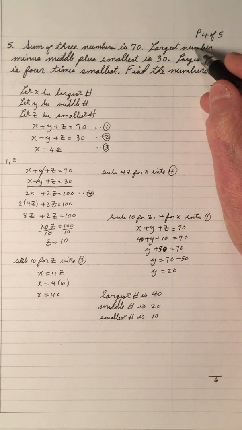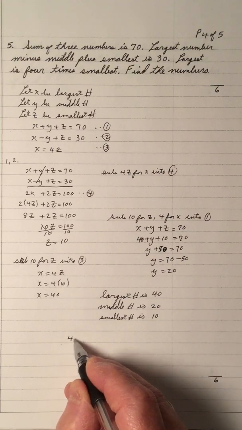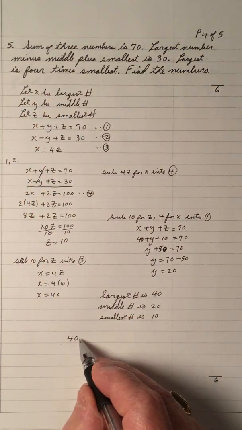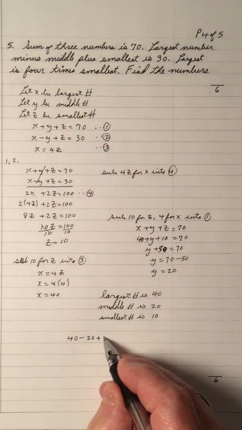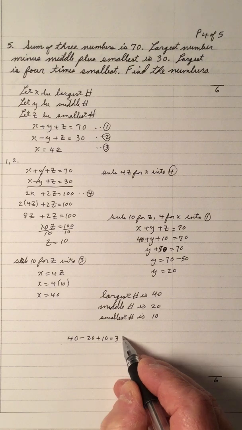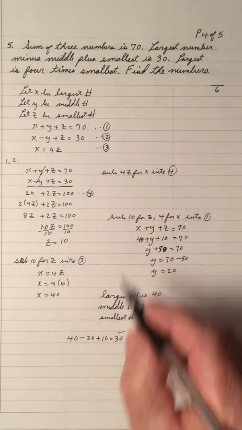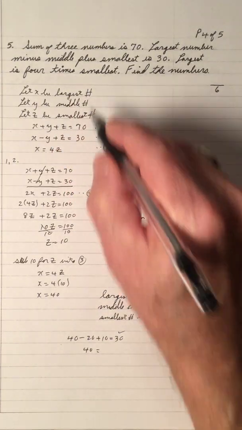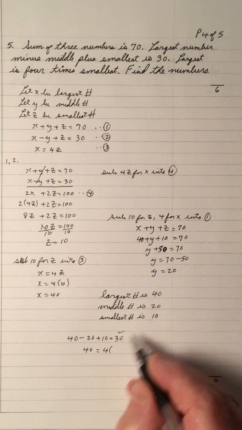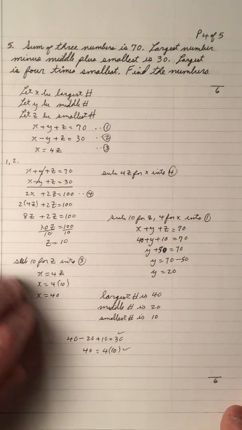And the largest number, we check it: the largest number, 40, minus the middle number, which is 20, plus the smallest number, 10, should give you 30. 20 plus 10 is 30. The largest number is 40, which is 4 times the smallest. So 4 times the smallest, 10, is 40. 40 equals 40, so I have the answers right.